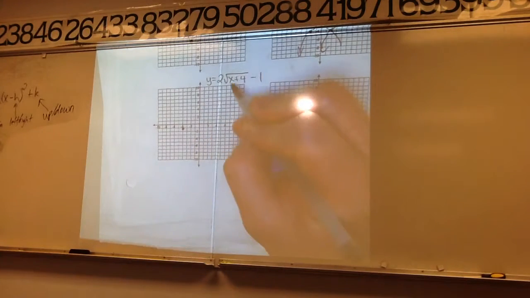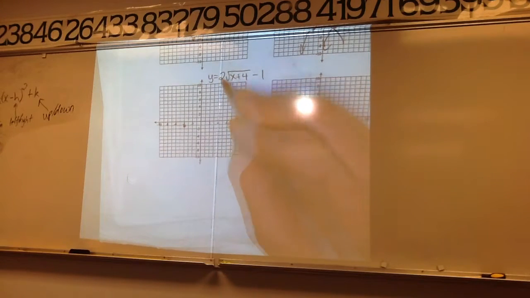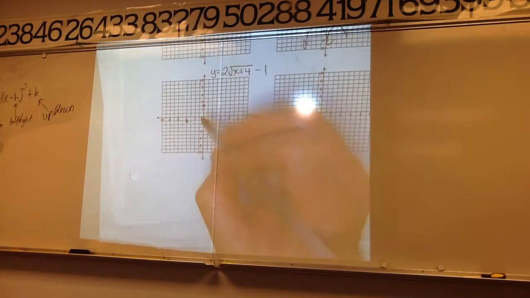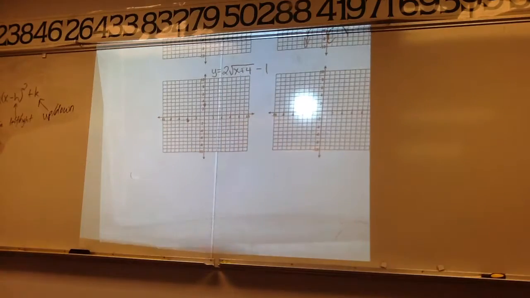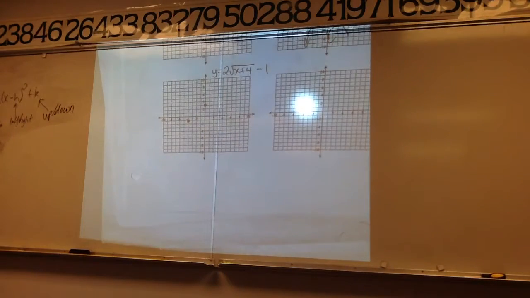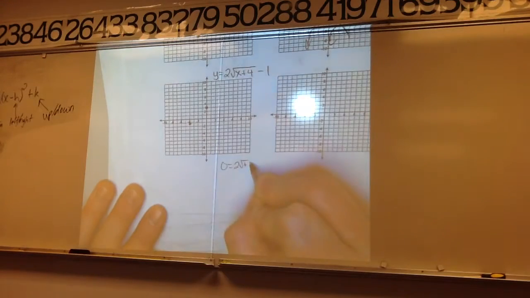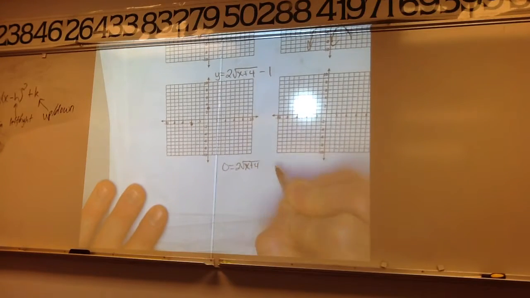Get the y-intercept. Plug in 0 for x. So we get 2 times the square root of 4, minus 1, which is 3. Boom, there's the y-intercept. If you wanted the x-intercept, what would you do? Plug in 0 for y. Do you know how to solve a square root equation?